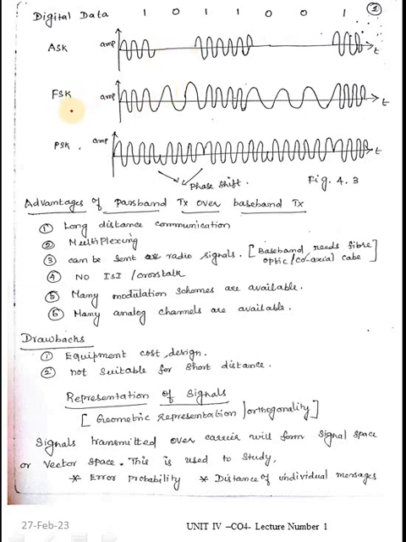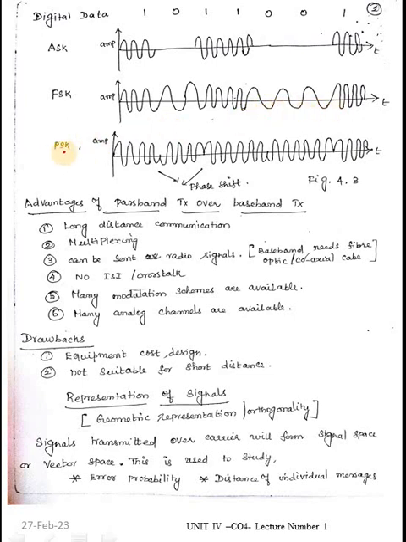Then the next method is frequency shift keying. In frequency shift keying, two frequencies are considered: one for binary bit 1 and another frequency for binary bit 0. Probably we will consider a high frequency signal for bit 1 and a low frequency for 0. So for bit 1 here we have a high frequency signal, and for 0 we get a low frequency. So only two frequencies are shifted.